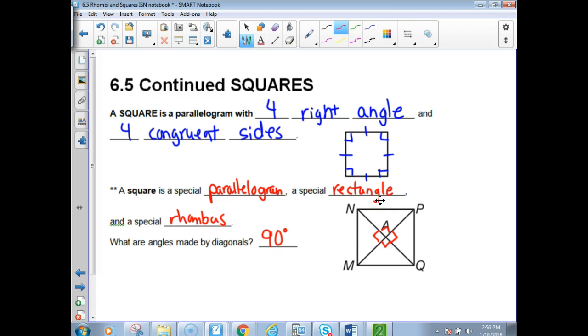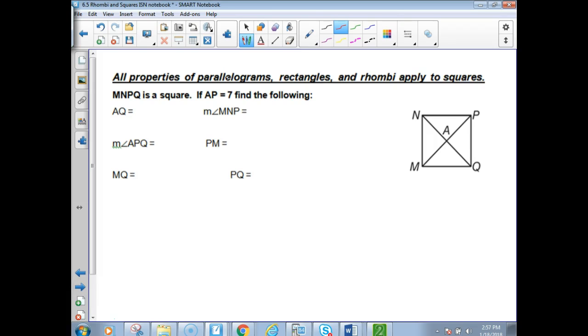I don't think I needed to mark that for this. Oh, yeah, it said 4 congruent sides. So let's add that on. Okay, and we're going to find out there's even more things to learn about these. All properties of parallelograms.